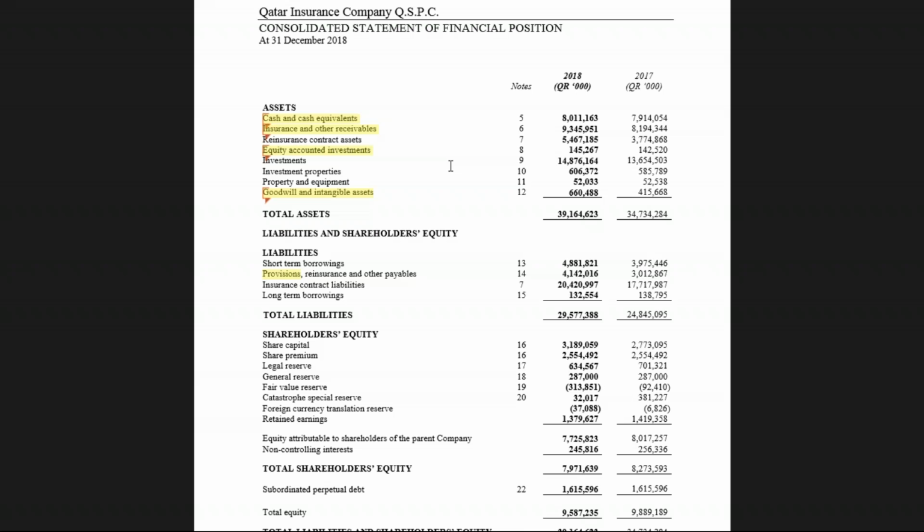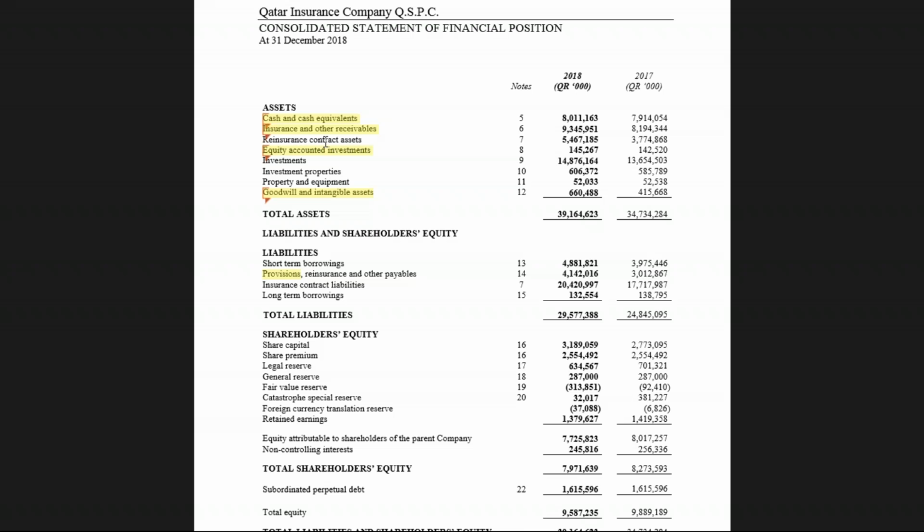And obviously, for property and equipment, it does not really hold good, because these are physical assets, and hence not much is required for investment properties and property and equipment. However, for investments, if the investments are in bonds and other assets, then you need to look at the yield and the ratings and decide how the impairment on these investments can be done.